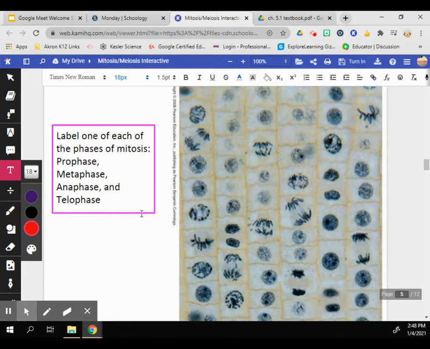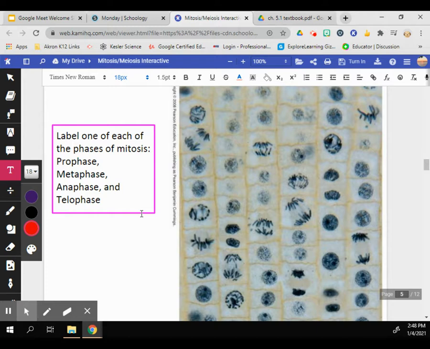So if we start with prophase. Prophase is the first part of mitosis, and the chromosomes are going to be condensing. So you have still kind of a nucleus, but it's starting to break down. But then you're going to start to see clumping, and you're going to see actual chromosomes kind of clumped together.